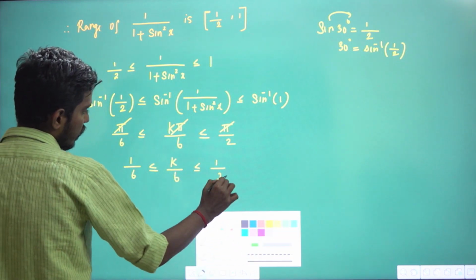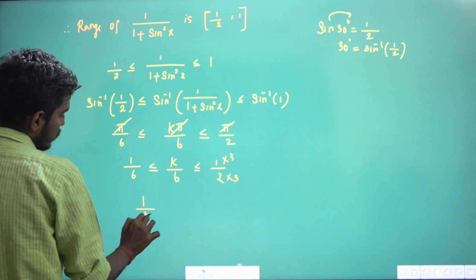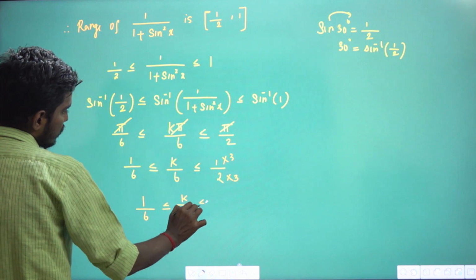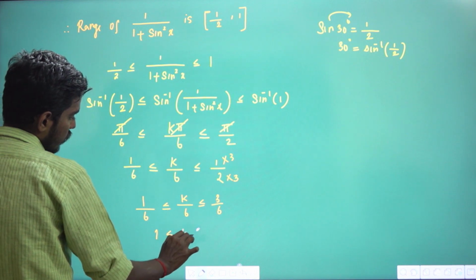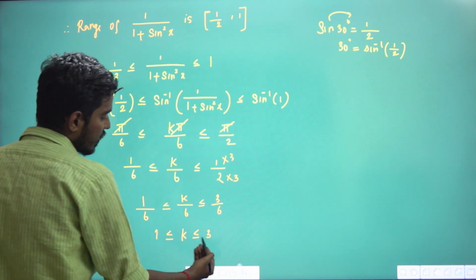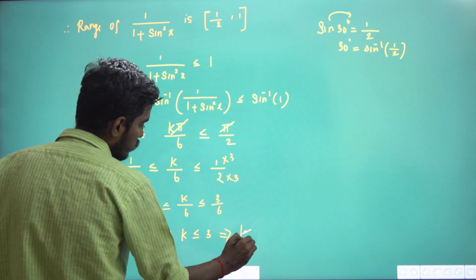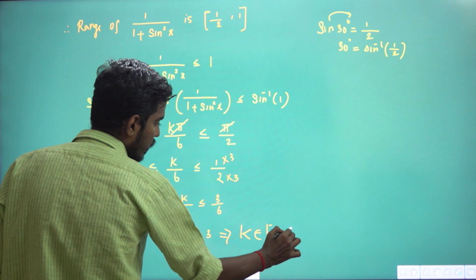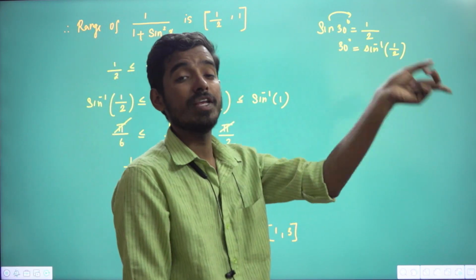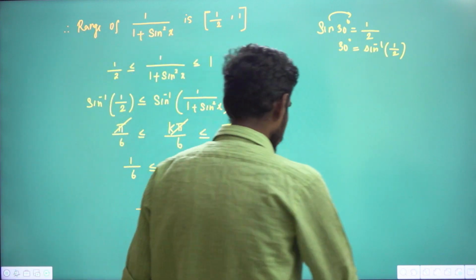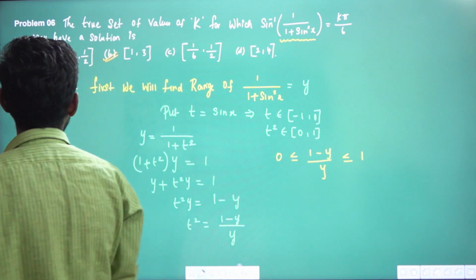Now we can take the LCM, so let's multiply by 3. Then 1/6 is less than or equal to k by 6, which is less than or equal to 3/6. So cancel out 6: 1 is less than or equal to k, which is less than or equal to 3. So whenever k belongs to the closed interval 1, 3, this will have a solution. The solution will be equal to k pi by 6. Okay? So whenever your k belongs to the closed interval 1, 3, this may have a solution.